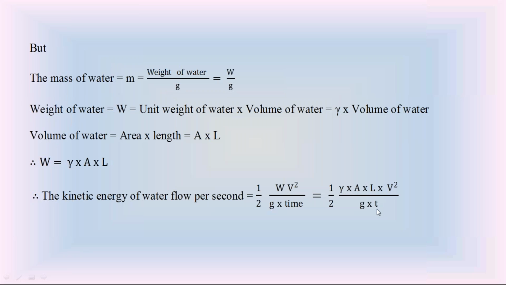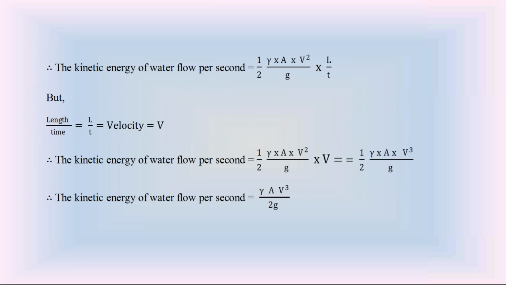I hope you remember length by time. Length divided by time is equal to velocity V. Length is the distance, T is the time. Distance by time equals velocity. So in this equation, L by T is also equal to velocity V. So the kinetic energy of water flow per second is equal to half into gamma, that is unit weight, into area into V square divided by g into L by T. Separate the length L and time T in the previous equation.